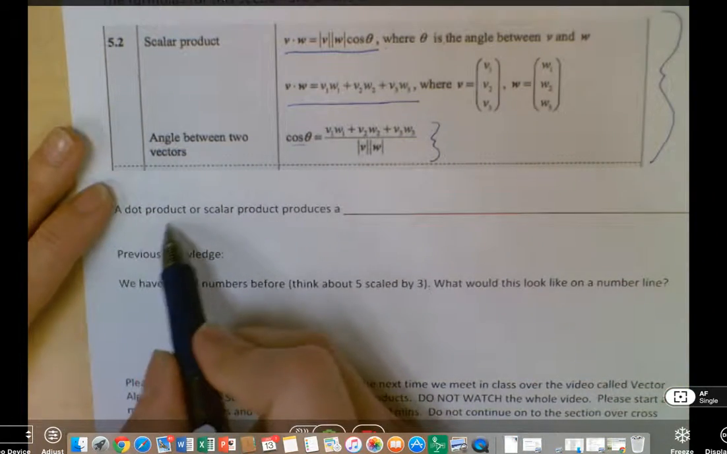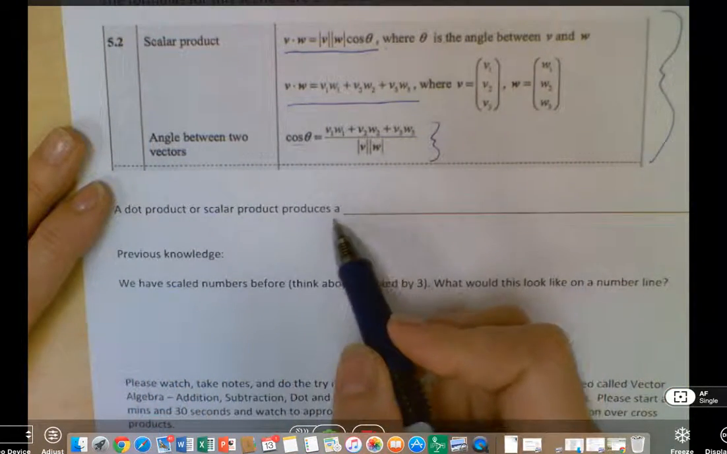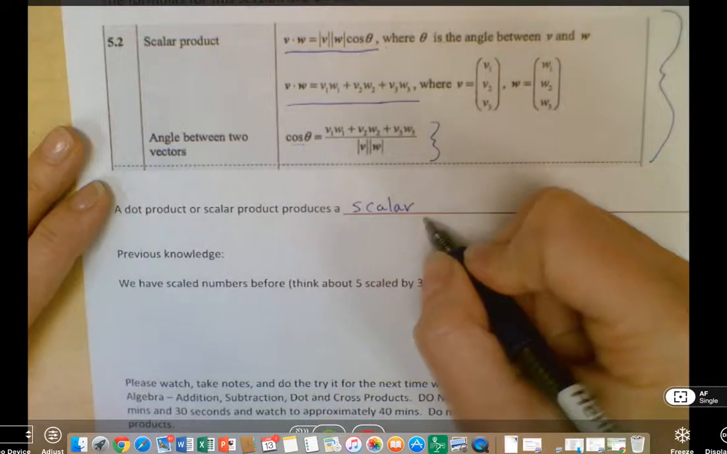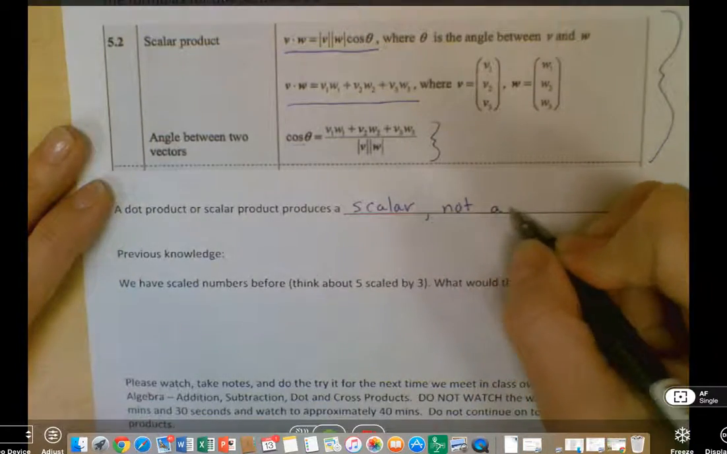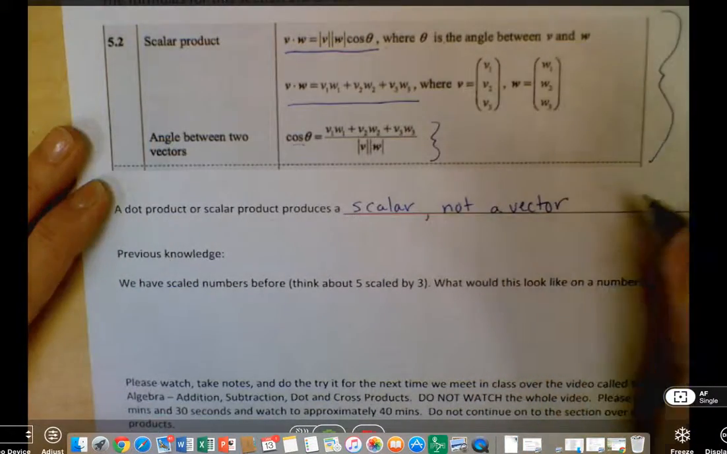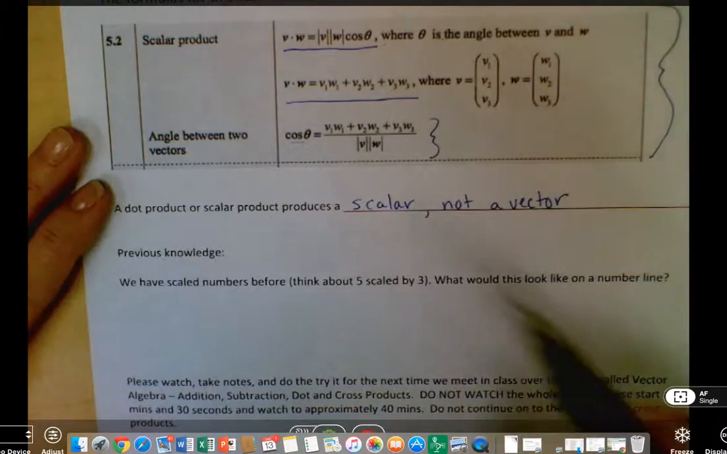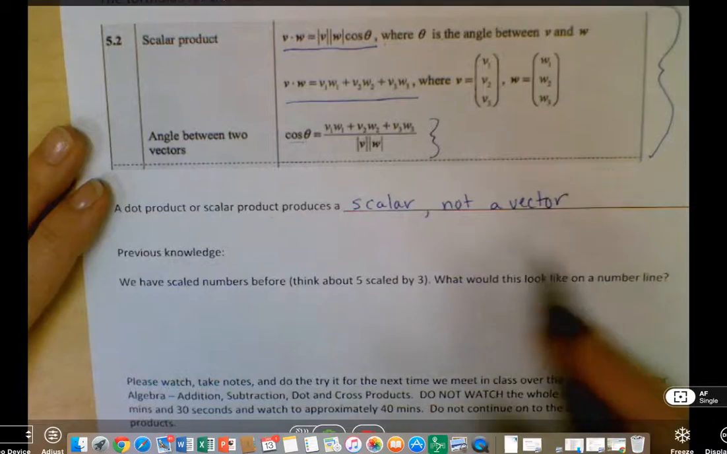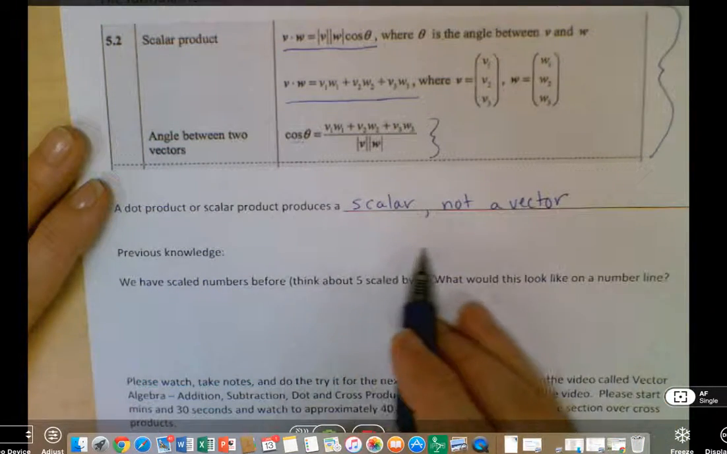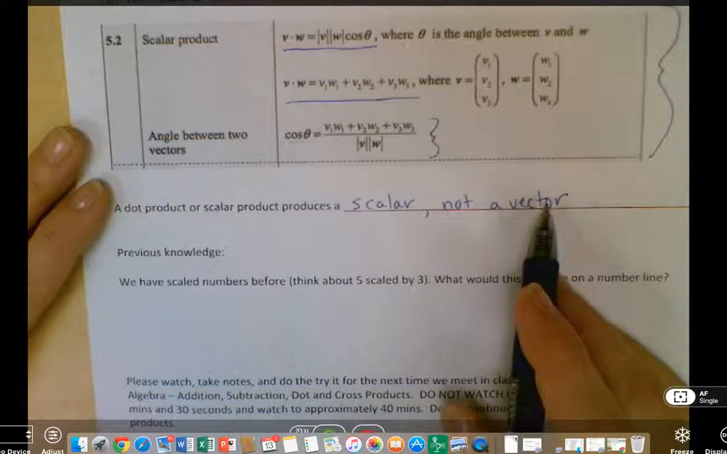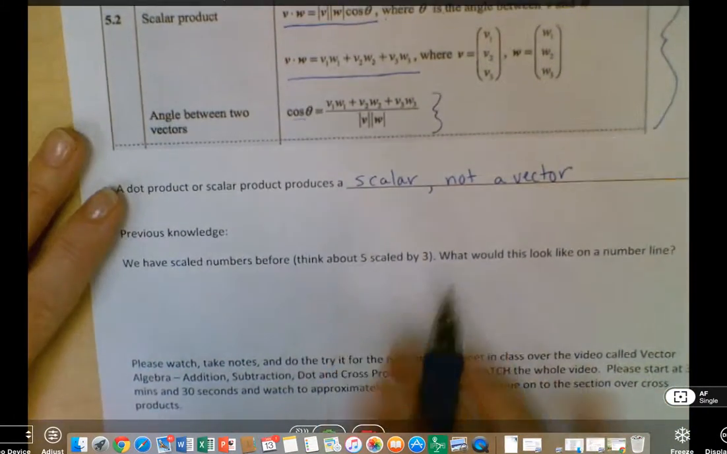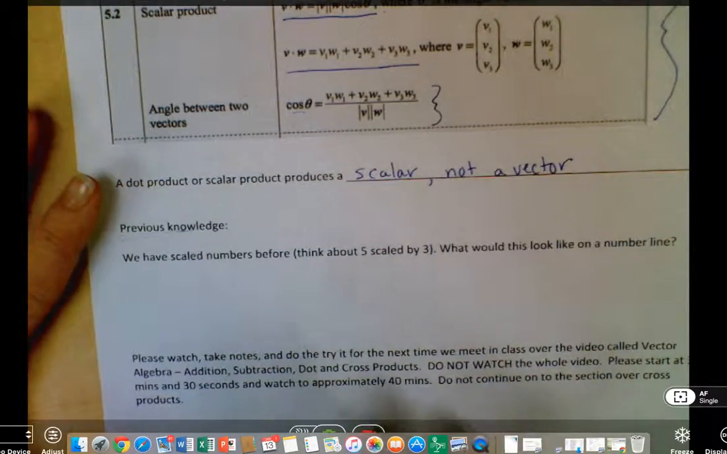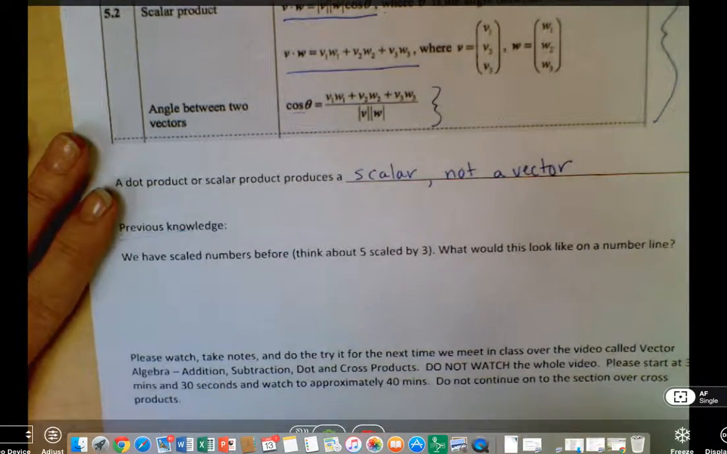Okay. A dot product or a scalar product does not produce a vector. It produces a scalar, not a vector. Okay. Which means that we're looking at a horizontal answer. We're looking at something that is going to be a term that only has a horizontal component, not a vertical component like a vector does. So I want you to think back to things that we've done in the past. We've scaled numbers before. You may not be thinking of it that way, but we have scaled it.